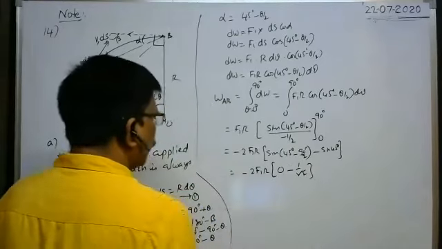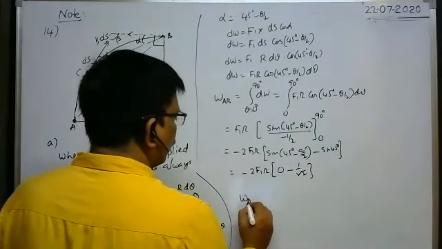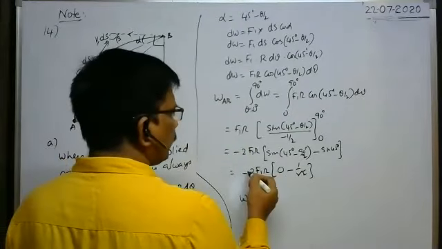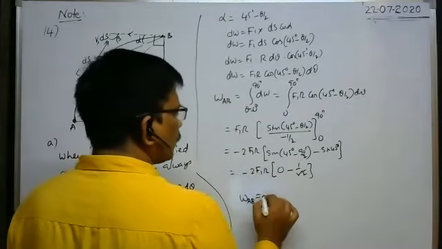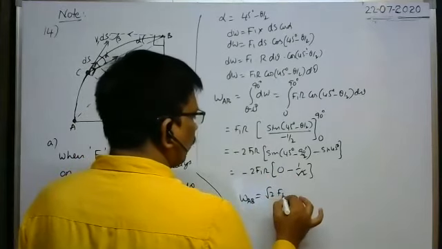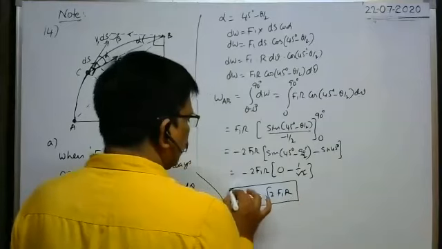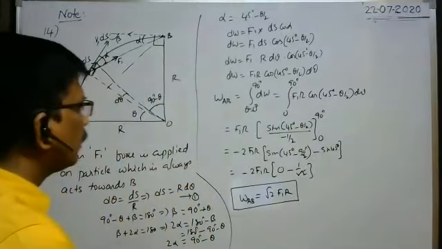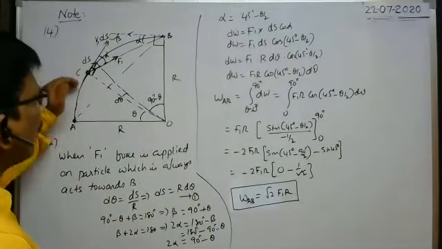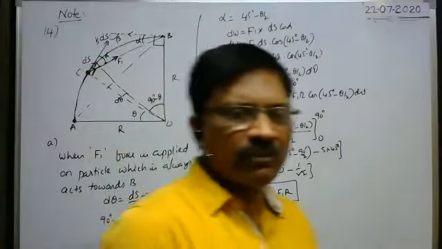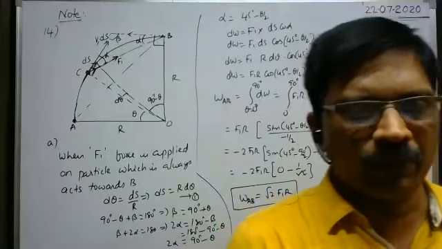Therefore the work done in moving the particle from A to B along the quadrant of the circle is equal to minus, plus 2 F1r by root 2, means root 2 F1r, no? Root 2 F1r. This is the work done in displacing the particle from A to B when the force acting on the particle is always towards the fixed point B. That is the case. In this way, we have to calculate the work done.